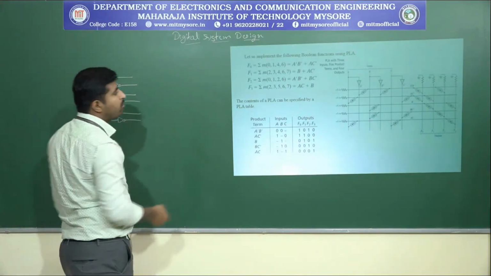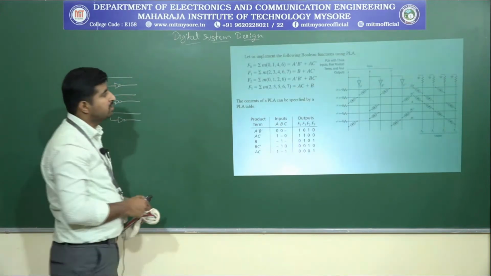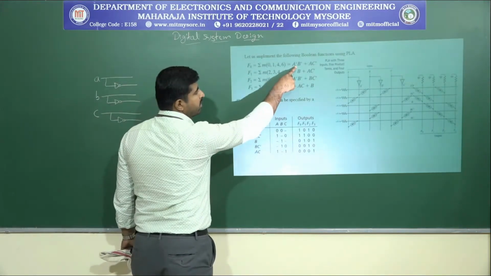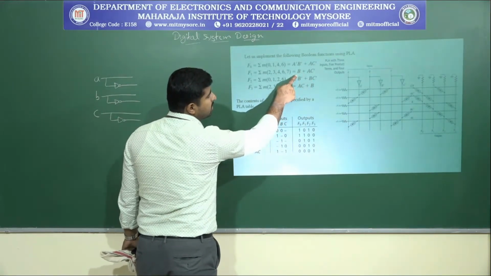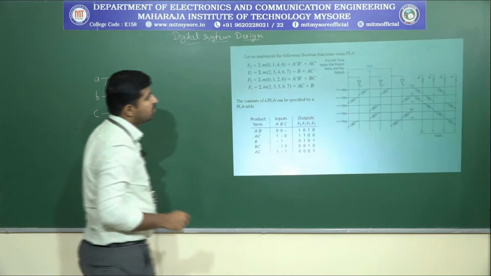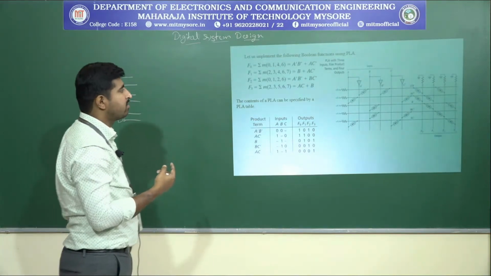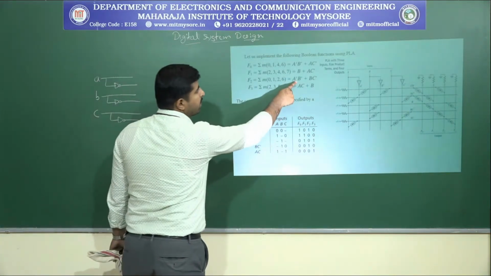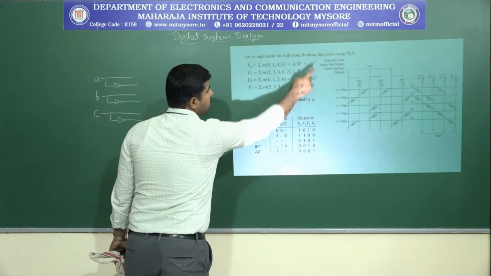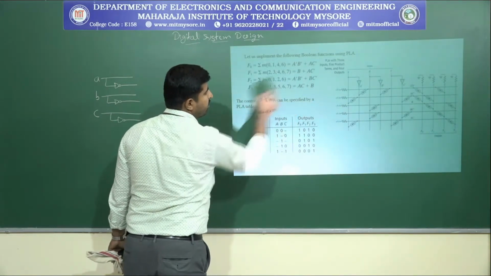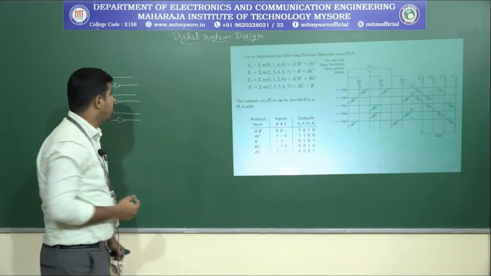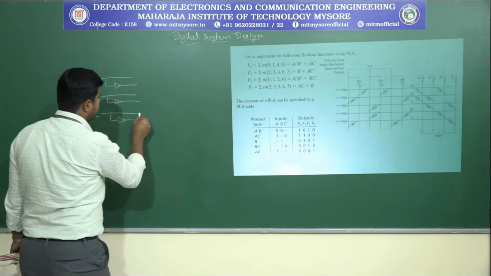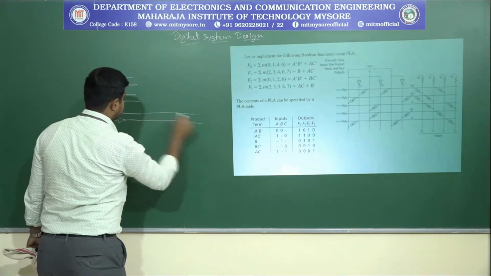Here, how many product terms are needed? This is the one product term we needed, A C bar, 2, B, 3, A C bar is repeated, so we do not need to count it once more. A bar B bar is already there. 1, 2, 3, 4, 5. So we need 5 programmable AND gates. I will write this here.